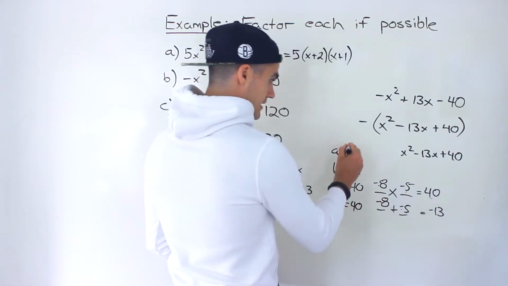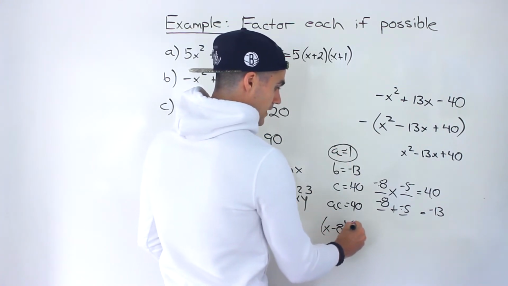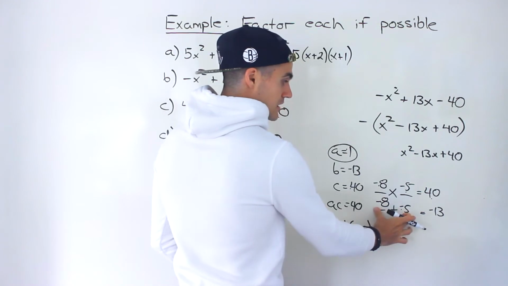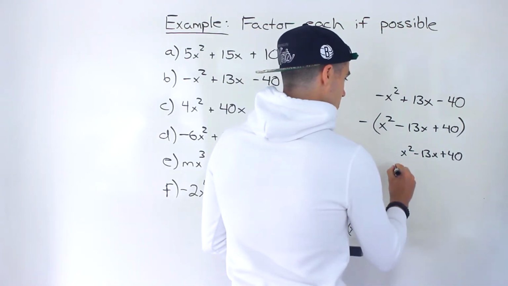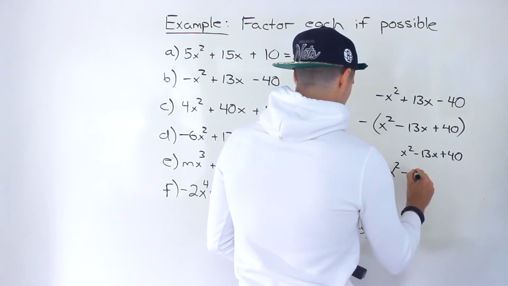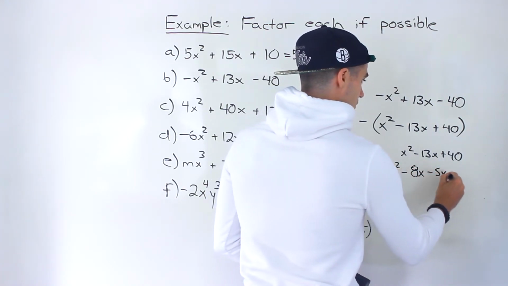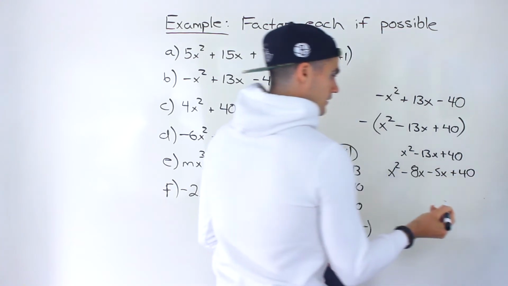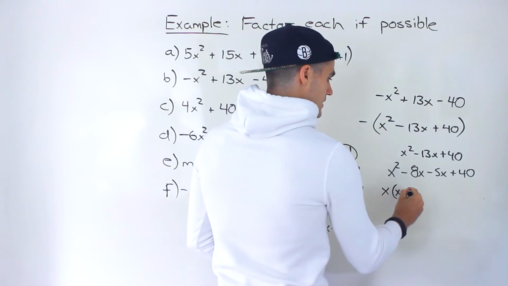Now we know because the A value is 1, as a shortcut, our final answer is going to be x minus 8, x minus 5. It's just going to be those two values there. But let's go through the whole process of decomposing that middle term into those two terms. Like that. So here from these two we could take out an x. We got x minus 8.